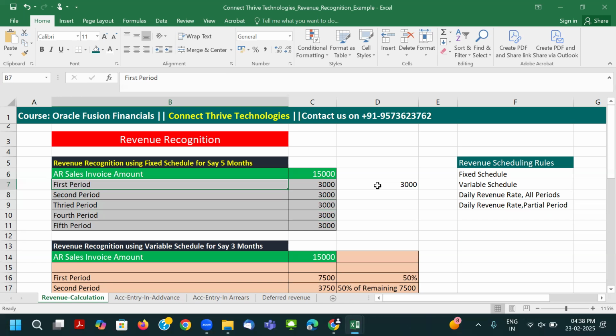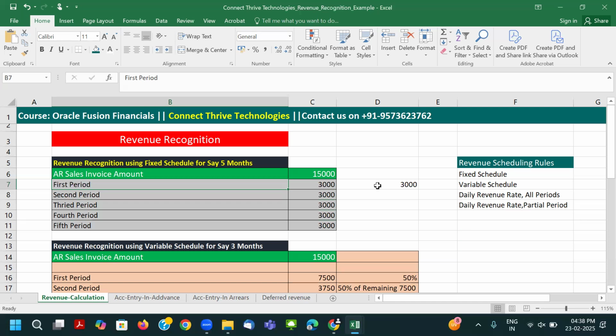We have one more rule called bills in arrears. Bills in arrears means it's a postpaid service. That means the organization will provide the service first. At the end of the month, the invoice will be generated and the customer will pay the amount. In this case, it is an arrears. That means on a credit basis, we give the service, and at the end of the month we generate the invoice and get the amount from the customer. It's a postpaid service.